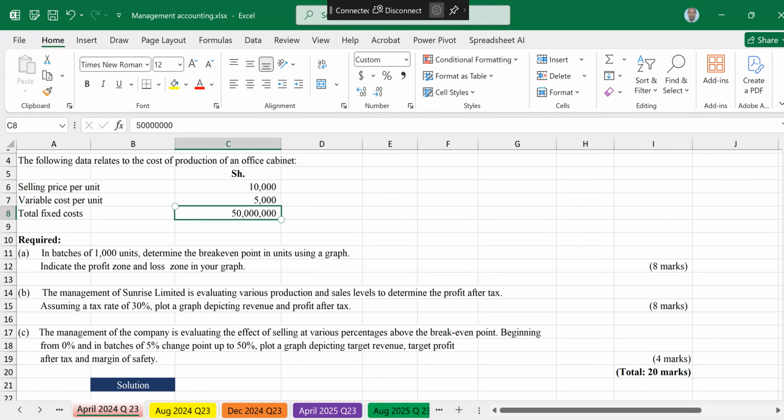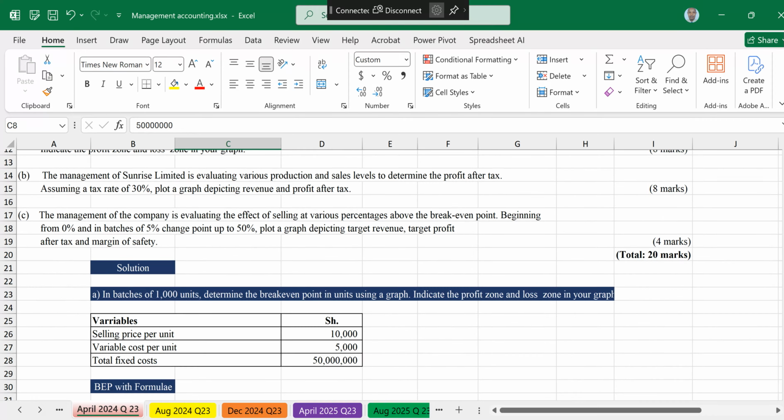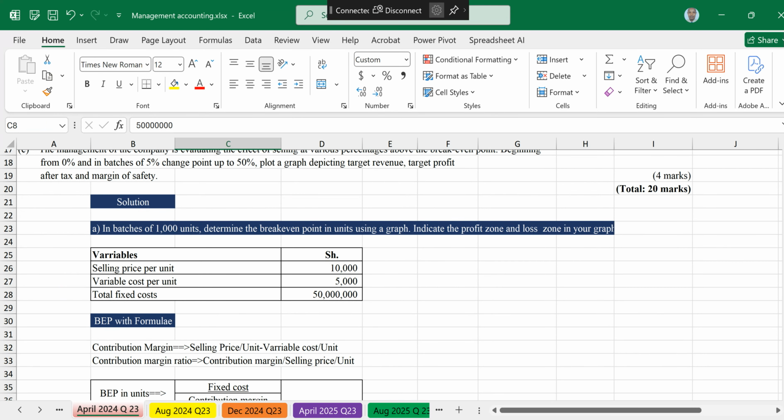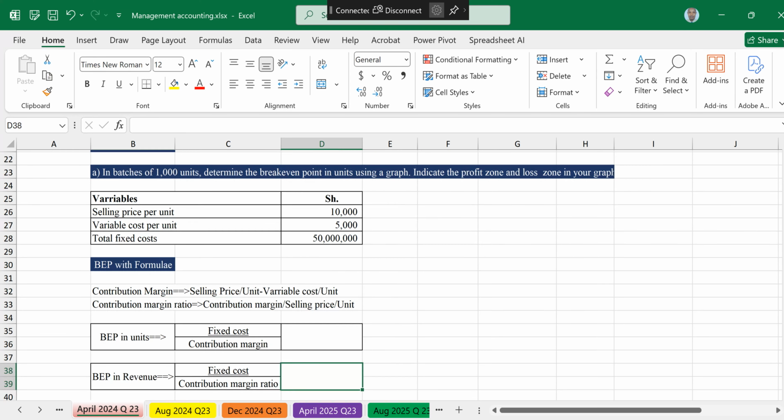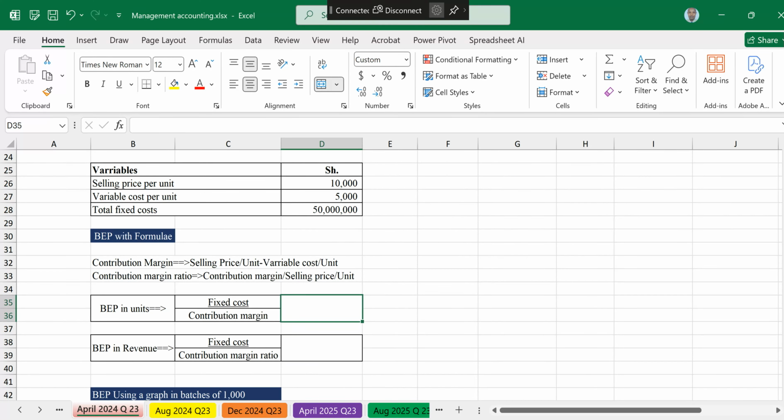So A, solution. I already brought the variables picked from up there. In batches of 1,000, determine the BEP in units using a graph, indicate the profit zone. Now these are the variables. There is BEP with a formula. You can try BEP with a formula, a quick one. Get BEP in units with a formula.